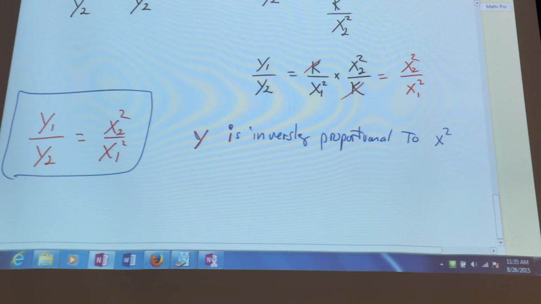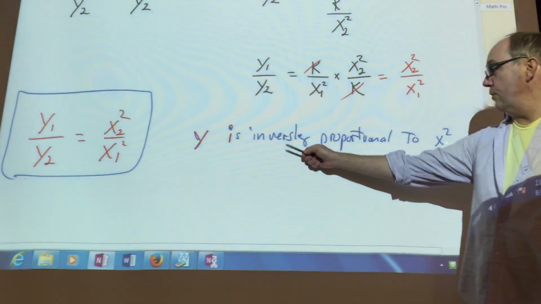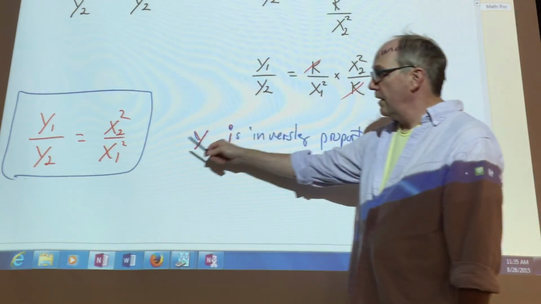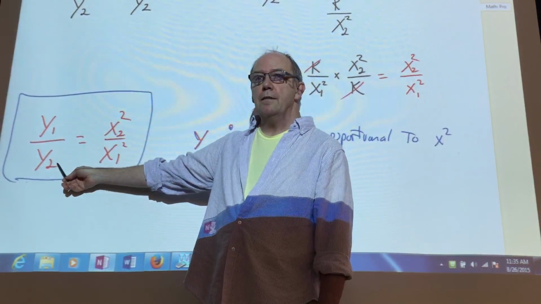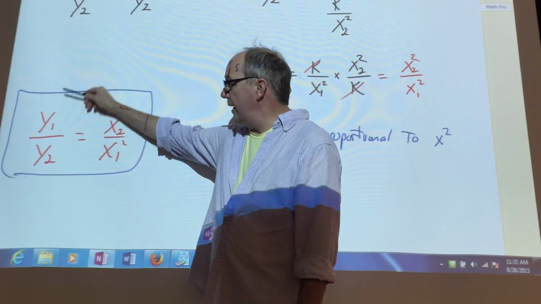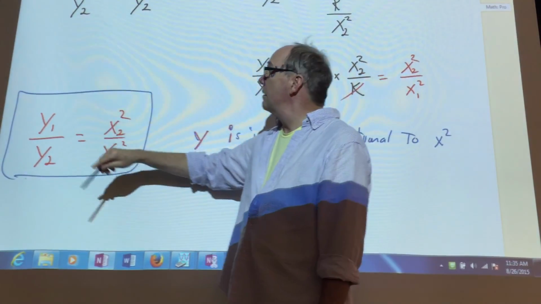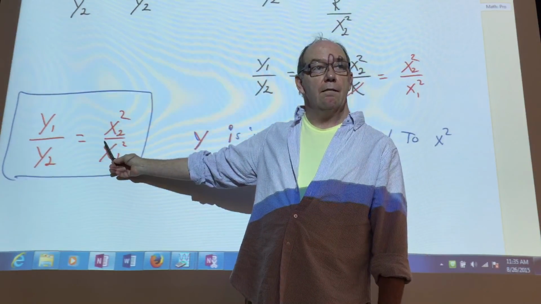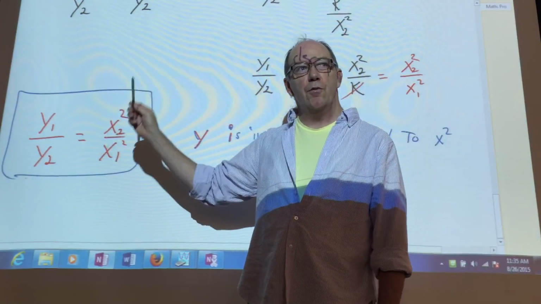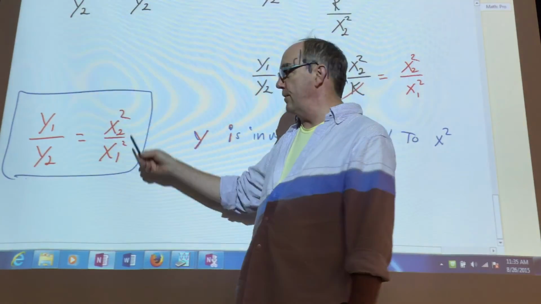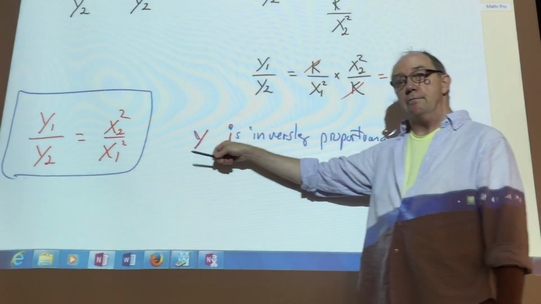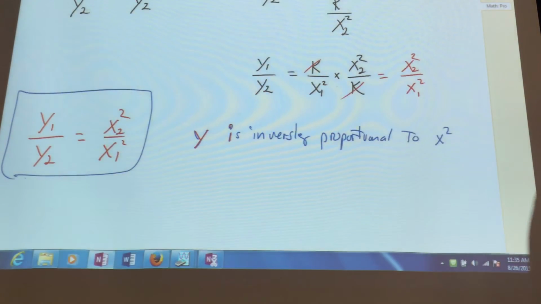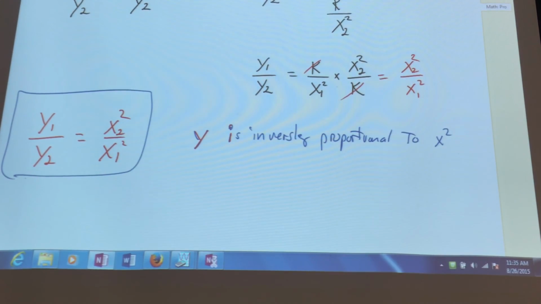And when they tell you that y is inversely proportional to x squared, you'll often see it written like this. And you'll have two cases with subscripts. And the reason for this is this gets rid of that constant k, and it doesn't have that weird proportionality symbol. Downside is we got a whole lot more characters to play with. It's always a compromise.